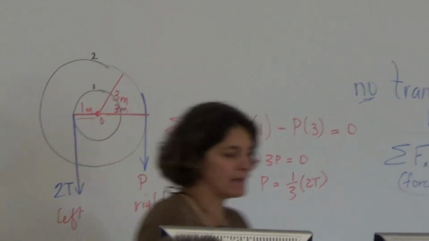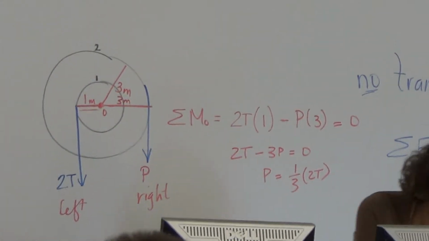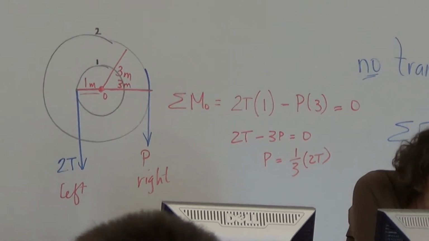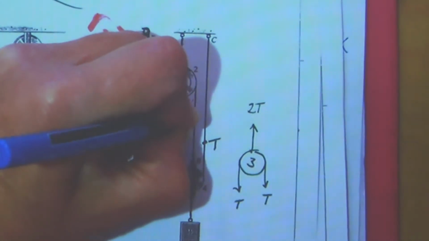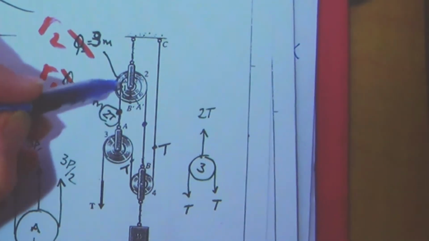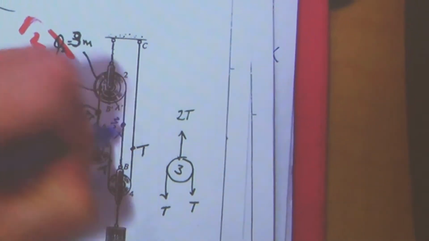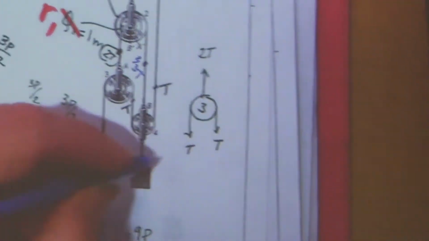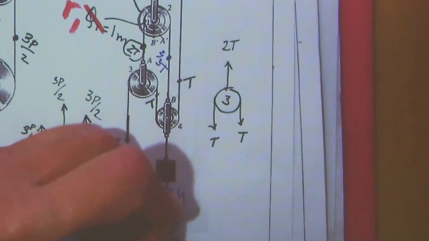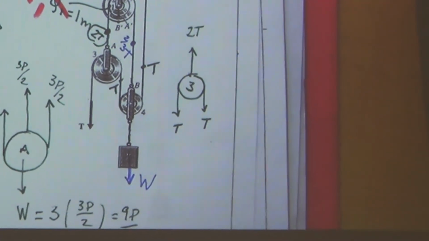Okay, so now let's go back to this problem. We had T, T, T, 2T. So what's this equal to here, Paul? If this is 2T, this is equal to? 2/3 T. And then Yali, here we have our weight. What's our weight equal to?